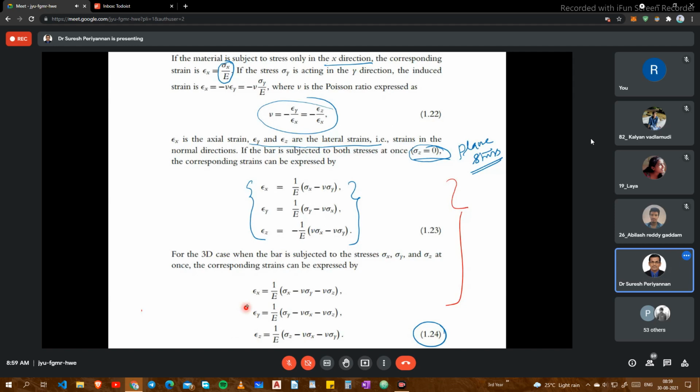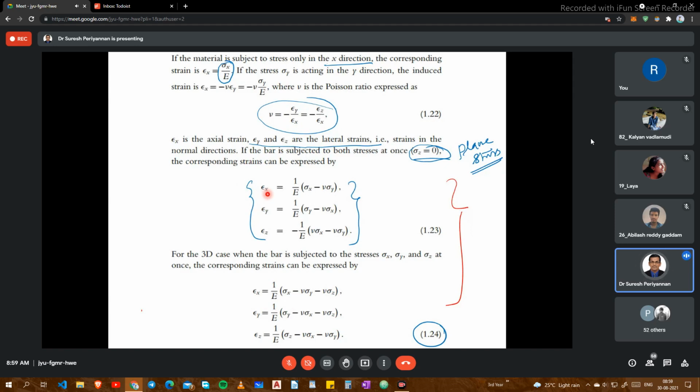Now bring this equation back to here. Now I am considering the plane stress case. Just by putting sigma z as 0, it will be a plane stress case. These equations we are going to use widely in further calculations. Even when you study advanced strength of materials, this is a very important relationship. Now we have written the equation for epsilon.